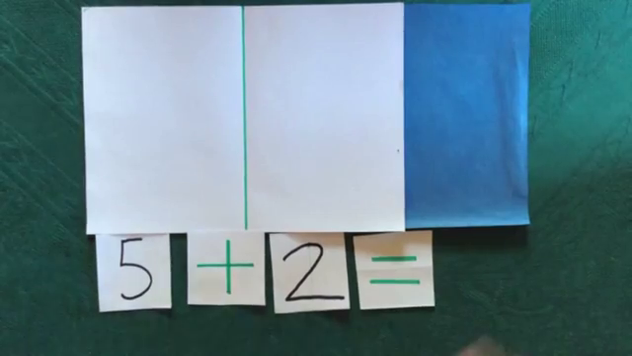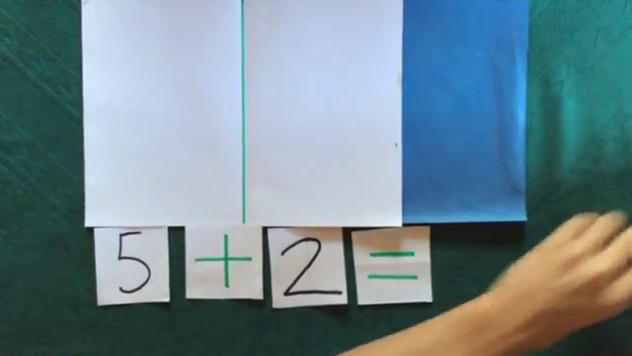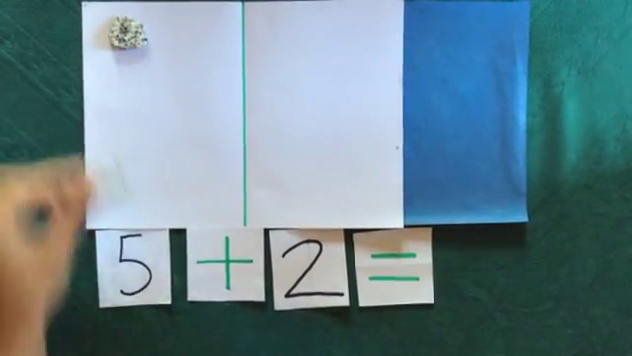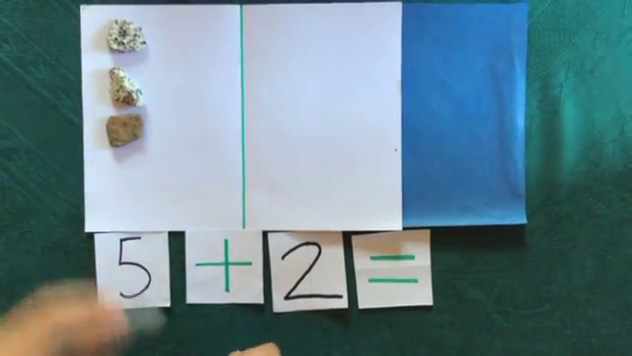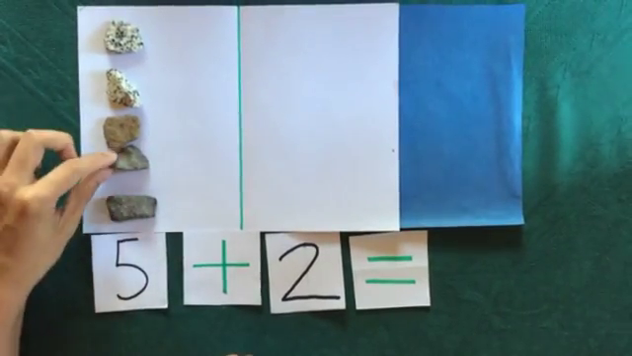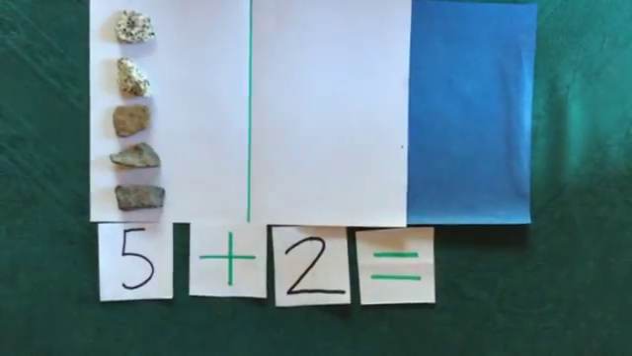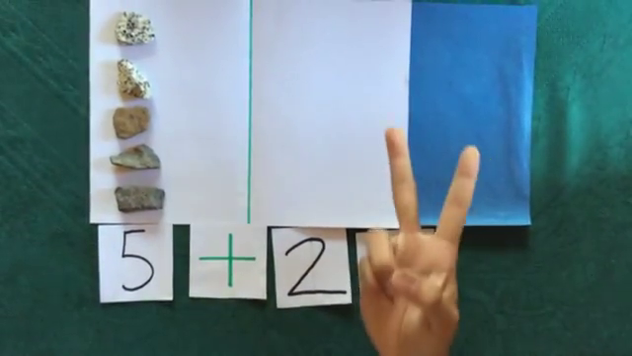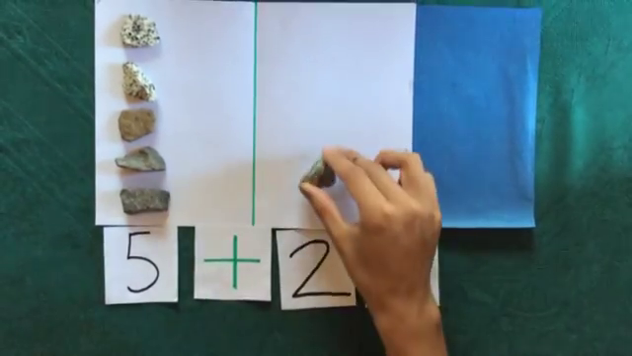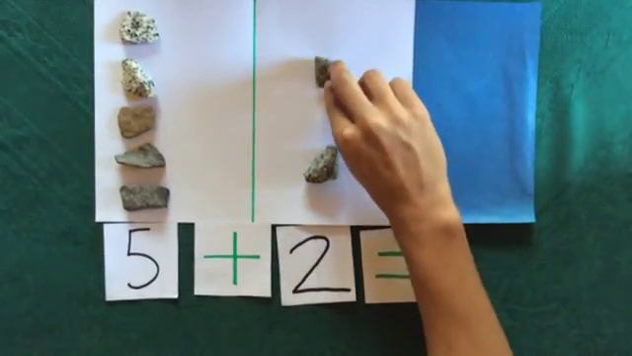Ooh, 5. This is a big number. 5 plus 2. Alright, let's go. 1, 2, 3, 4, 5. That's 5, our first addend. 2 is going to be our second addend. So we have 1, 2 rocks.